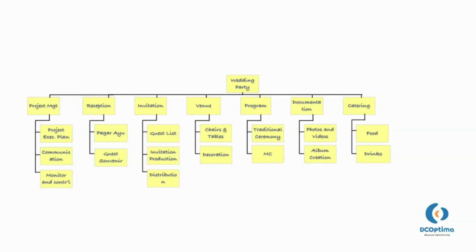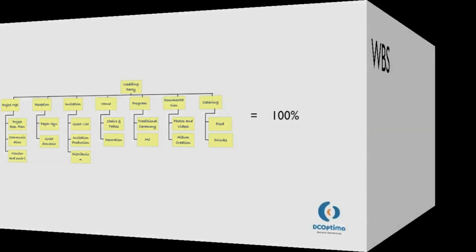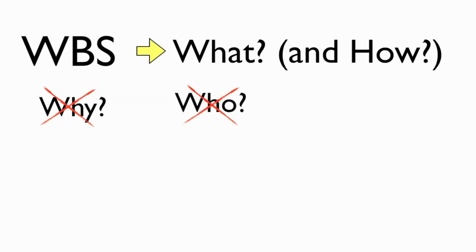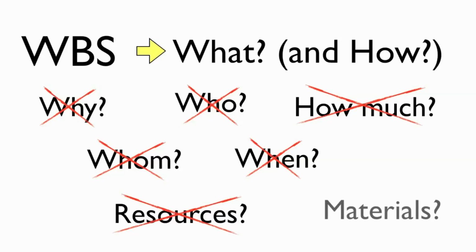A good WBS represents 100% of the deliverable to be done. In achieving project objectives, it means there is no other work to be done outside the WBS to achieve project objectives. When we are creating WBS, we are answering what questions, or sometimes how questions. We are not answering why questions, or who questions, or how much questions, or whom questions, or when questions, or resources, or materials.